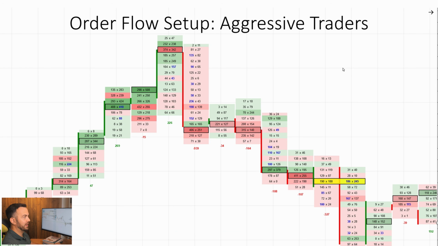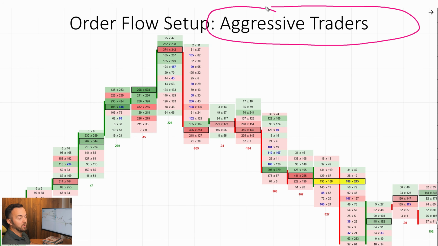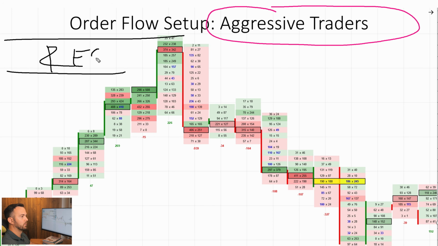Now, another concept is aggressive traders. You want to keep an eye on those, especially when price reaches a strong support or resistance zone. So imagine that in here we had a resistance. Again, it doesn't really matter if it was based on volume profile or VWAP or whatever. We had a resistance, and when the price reached that resistance, aggressive traders start to show up.